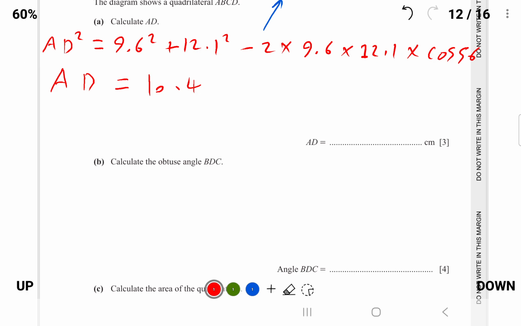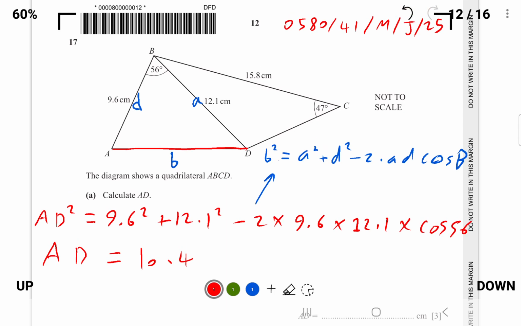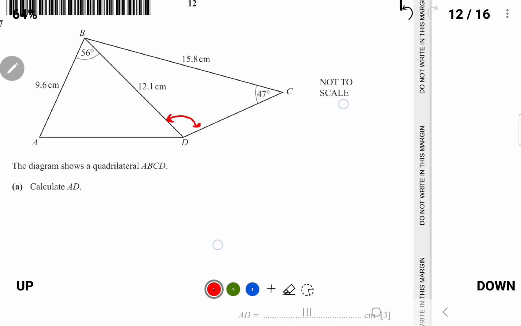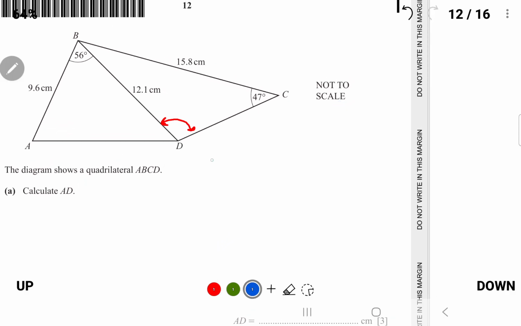Now for question B, calculate the obtuse angle BDC. Obtuse angle BDC is here. So this is the angle you have to calculate. In this case, we're gonna use the sine rule. Here is the angle to be found. We can use sine rule directly for this angle. So we can write 15.8. Let me first write the sine rule.